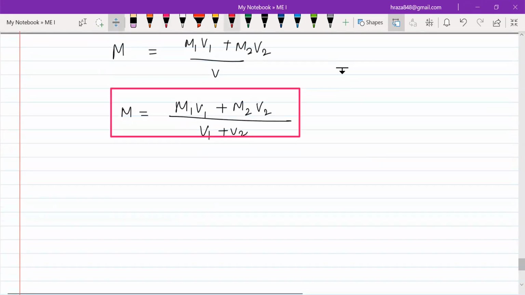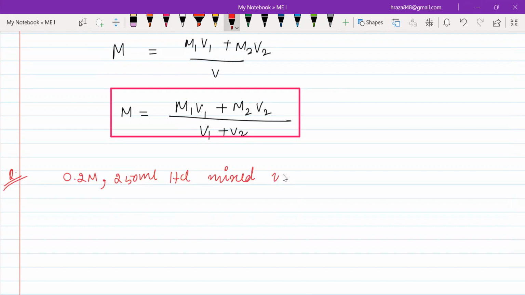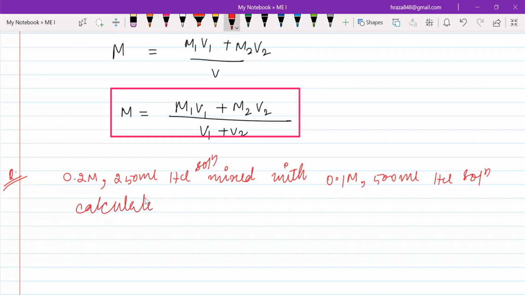Now I'm going to give you a question. 0.2 M, 250 ml HCl mixed with 0.1 M, 500 ml HCl solution. This is also an HCl solution. Calculate the molarity of the mixture.